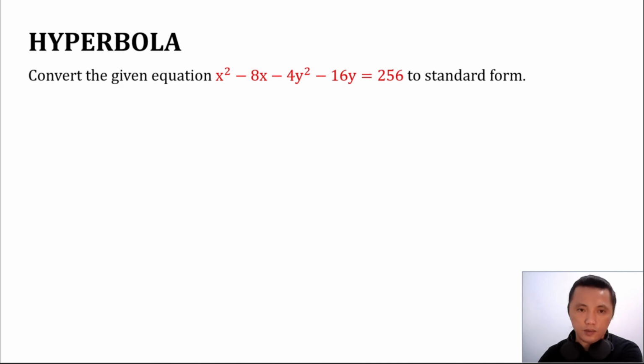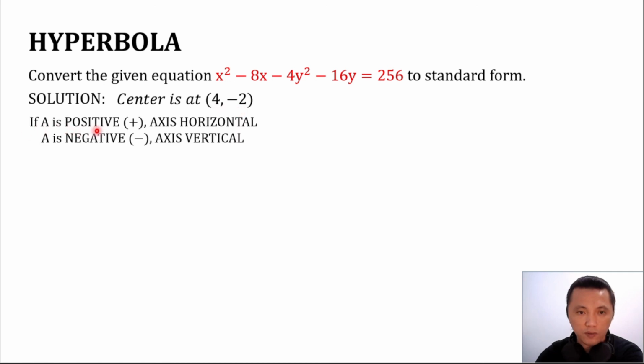So the method in converting the given equation for a hyperbola is almost the same as the ellipse. So we have here the equation x squared minus 8x minus 4y squared minus 16y equals 256. We will have to convert this to standard form. So the center is at 4, -2. So you already know how to solve the center. So the center is at 4, -2.